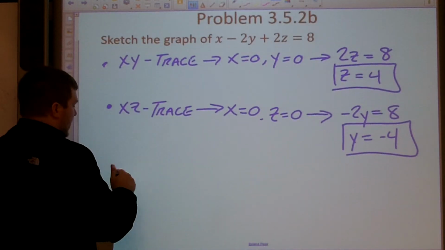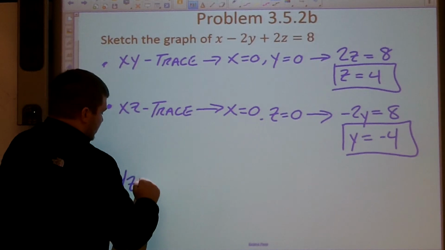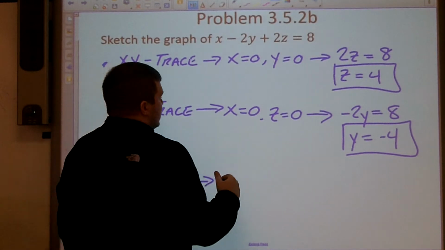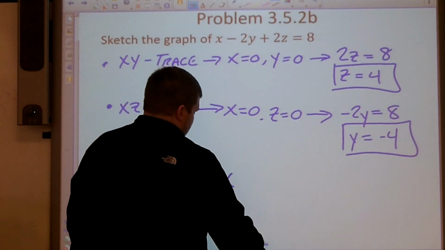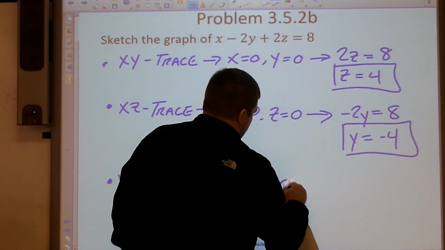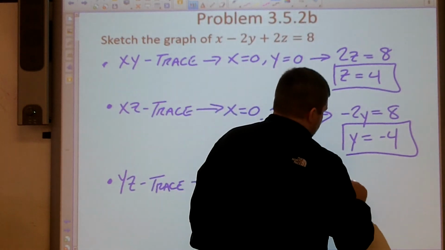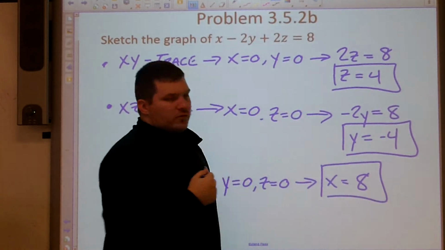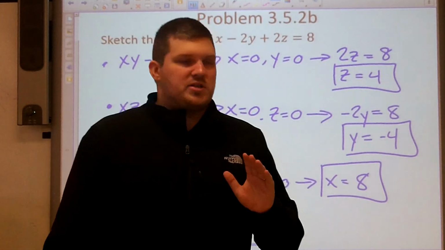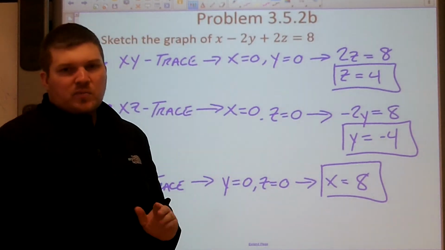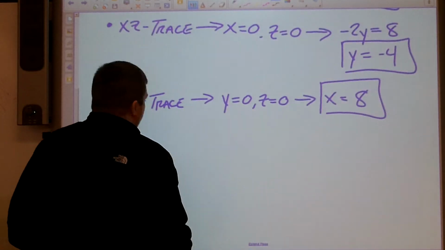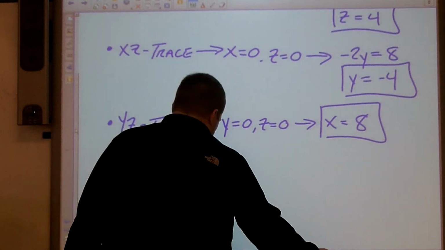And then finally the last one, my last trace, is my yz trace, which tells me I'm just looking simply at y equals 0 and z equals 0. So I'm just looking at the equation x equals 8. Now I know I'm going through this really quick, but you know how to substitute in and solve and simplify, so I'm not going to demean you by wasting your time with that. If you need help with that, go back and look at a previous video or come talk to me in real life. Okay, shoot me an email or something, get help. So now what we want to do is graph these points on our grid.